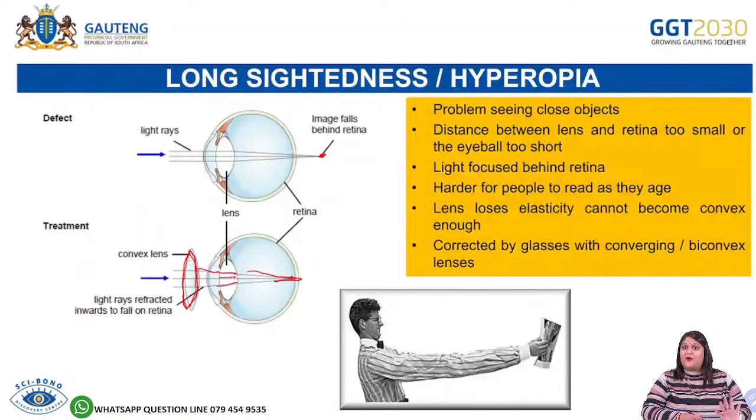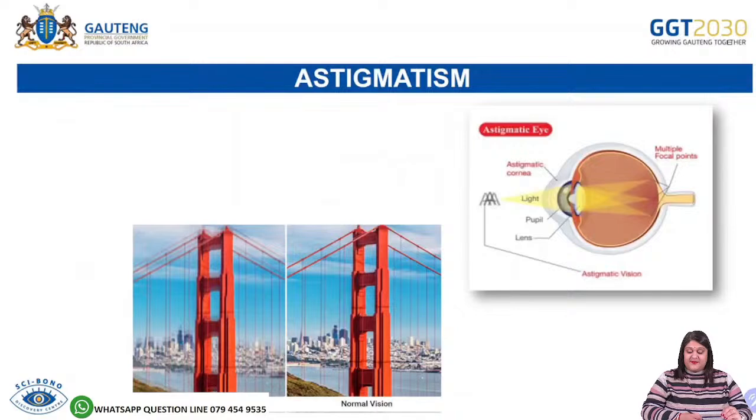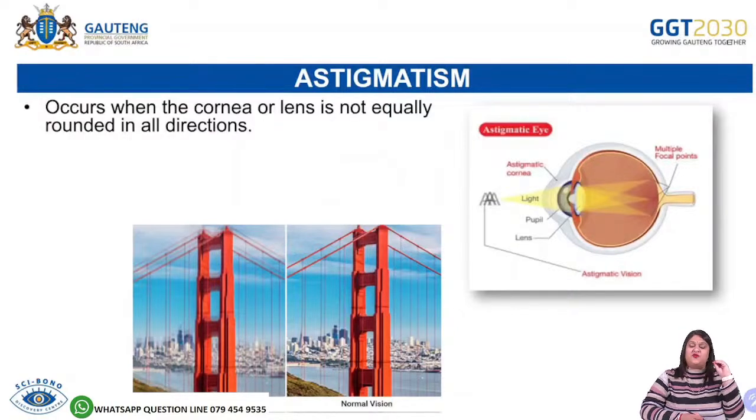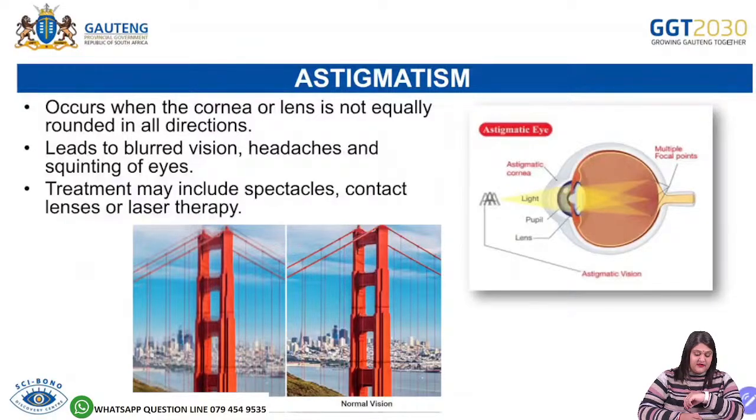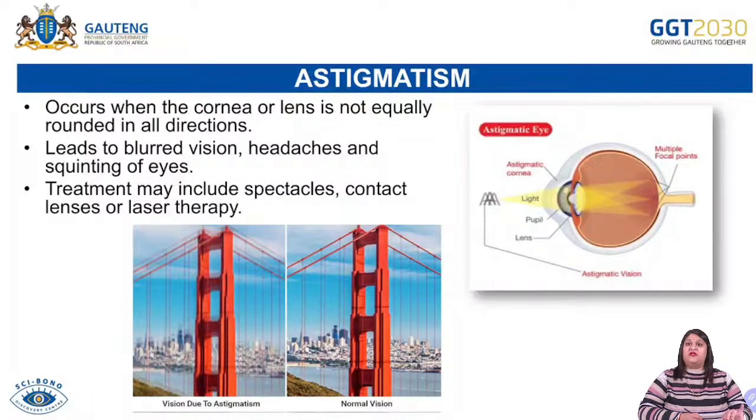This is not where you talk about surgery, okay? You talk about the treatment with the convex or the concave lens. And then we've got astigmatism, which is another defect, but this one is different. This has got to do with the cornea or the lens, which is not equally rounded in all directions. Okay, so it's like it's got some unevenness going on. It leads to blurred vision, headaches, and squinting of eyes. The treatment includes spectacles, contact lenses, or laser therapy. That's what you need to know. You need to know what astigmatism is. You need to know how to treat it.